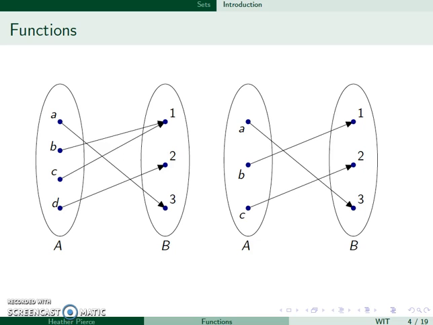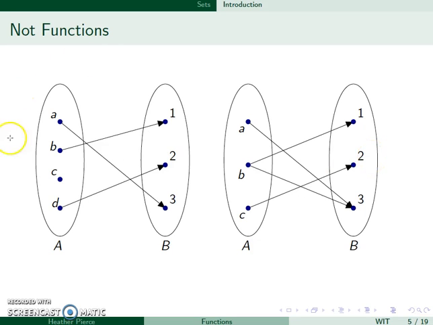So here's some examples of functions. We have this first one, where everything in A goes to one thing in B. And we can have the case where two things go to the same element. The main thing is everything in our first set A must be assigned to one element in the set B. Same thing here. Every single element in A is being assigned to a single element in B.